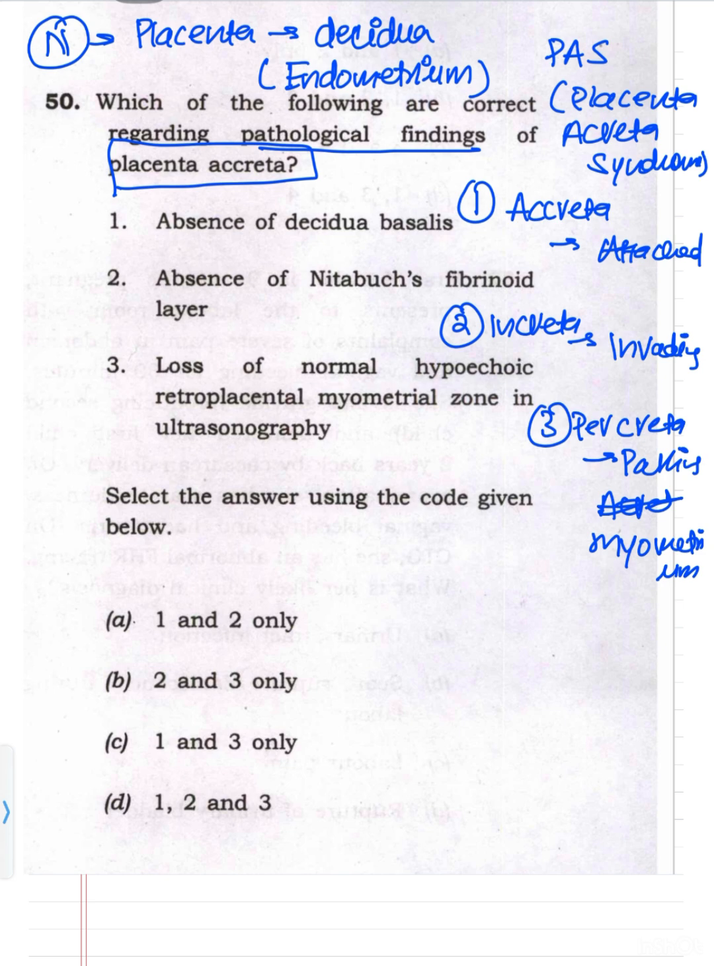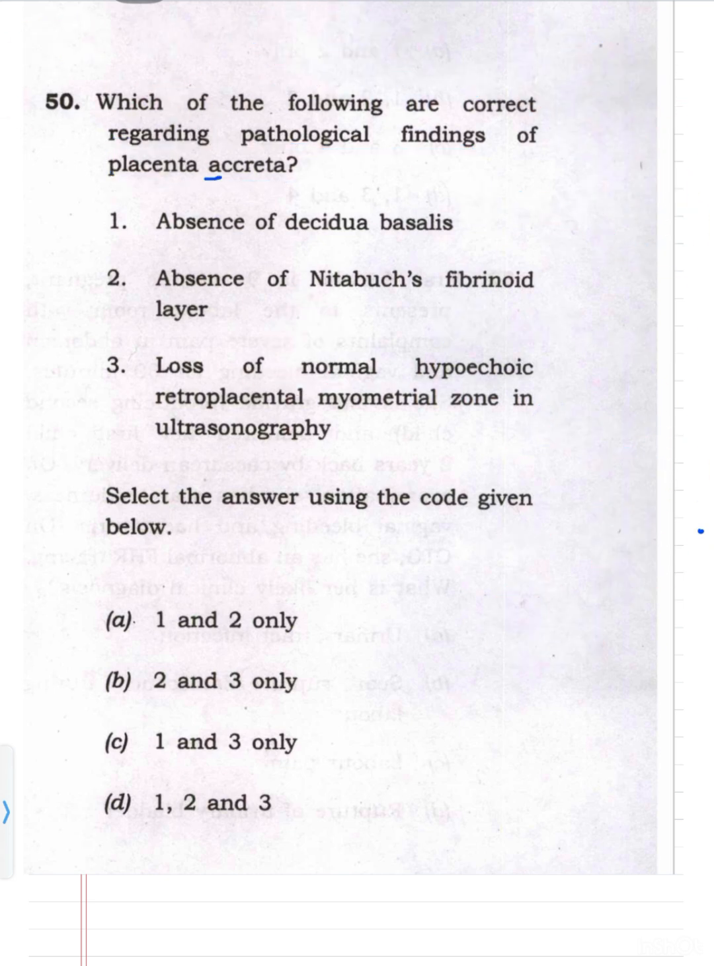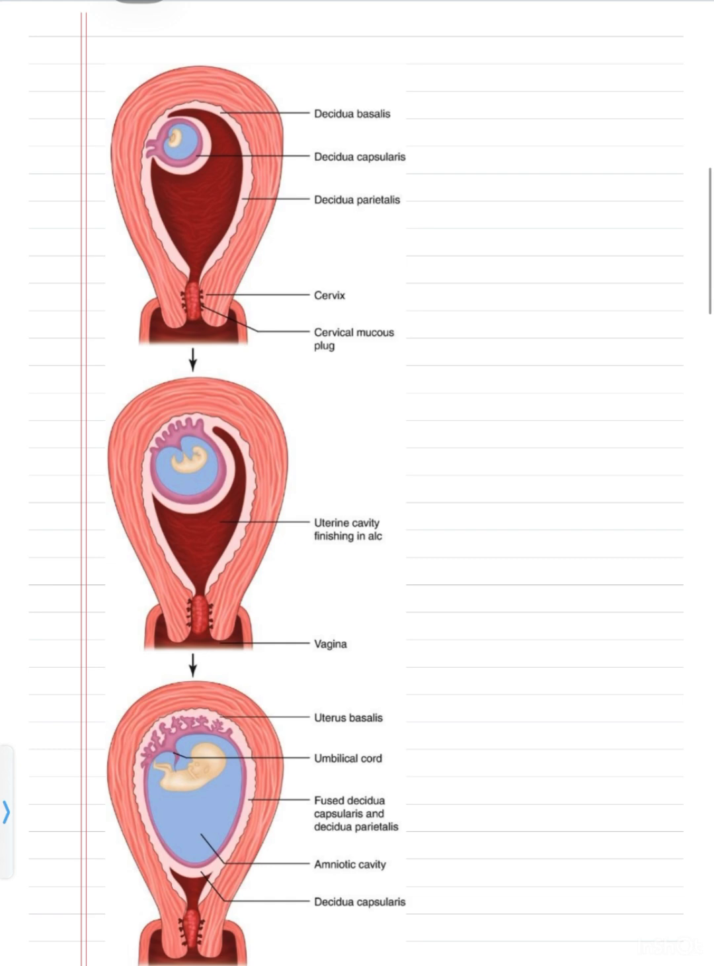Here we are talking about the first type, placenta accreta, in which it is just attached. So A for accreta, A for attachment. The placenta is attached to the myometrium. Now going through the options one by one. First is absence of decidua basalis. This is correct, but what is decidua basalis? For this, you have to understand that decidua is endometrium in pregnancy, or endometrium after implantation.